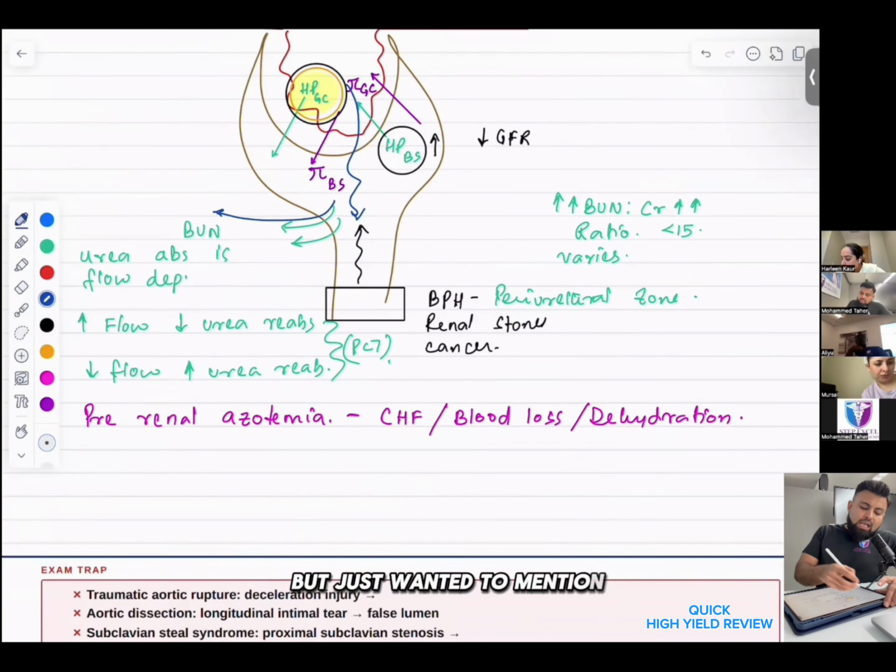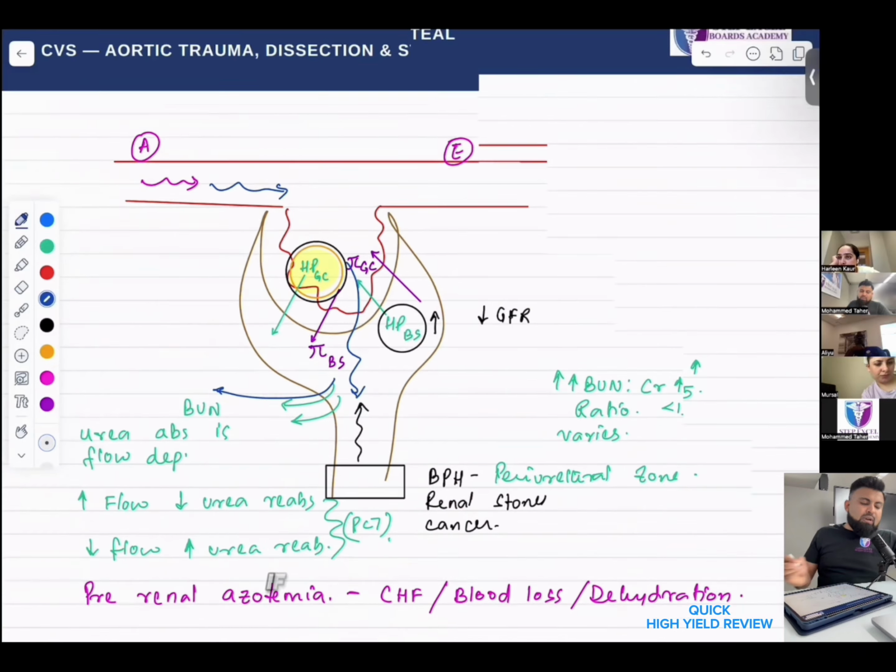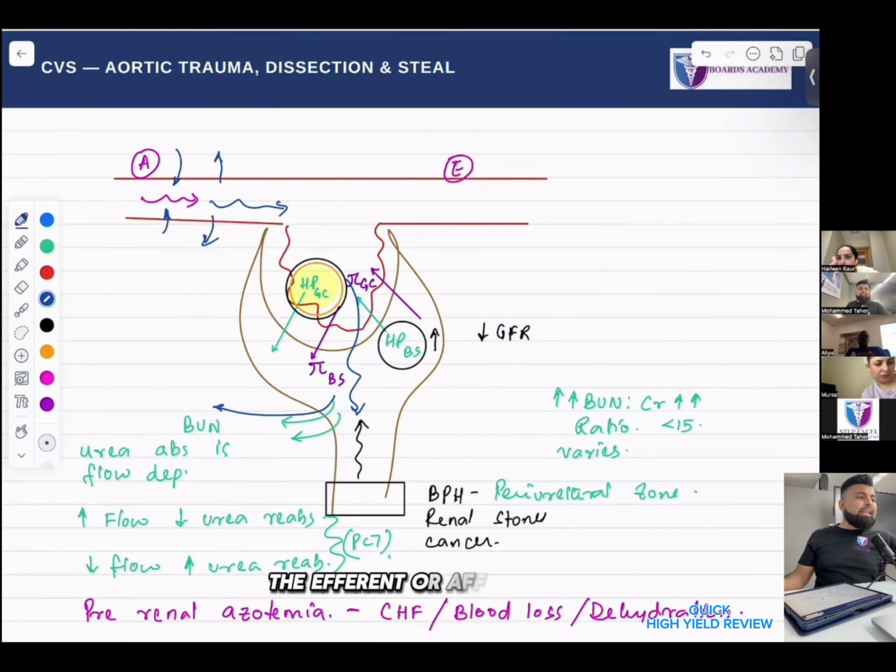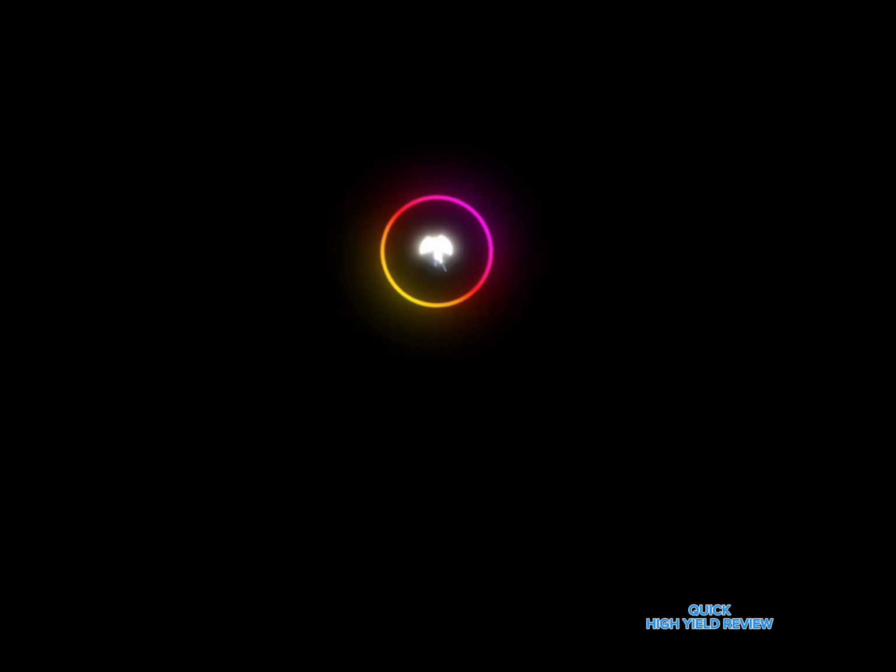But I just wanted to mention, if I'm going to constrict or dilate the afferent or efferent arteriole, what will be the outcome? The examiners love to go after this, and you have to remember it, because they will test you in the context of filtration fraction and GFR.